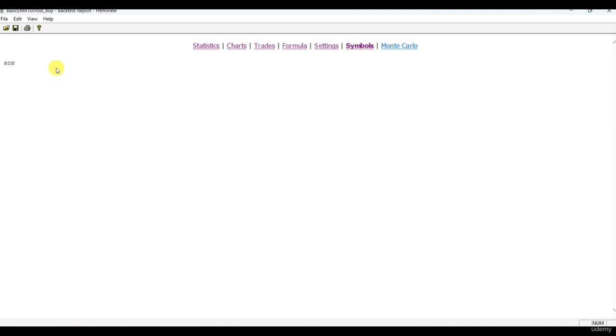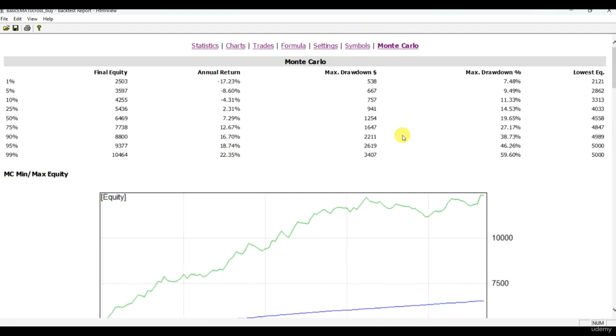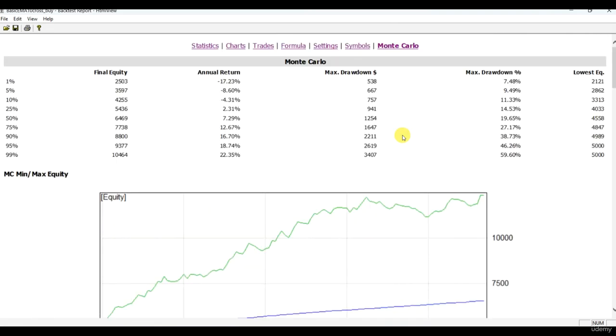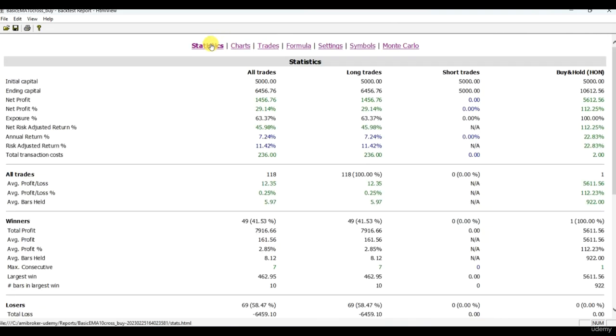Symbols that were taken in the backtest. Now there was just one. And Monte Carlo analysis, which we can explore later. So AmiBroker has this nice and comprehensible report where we see the performance of our system.